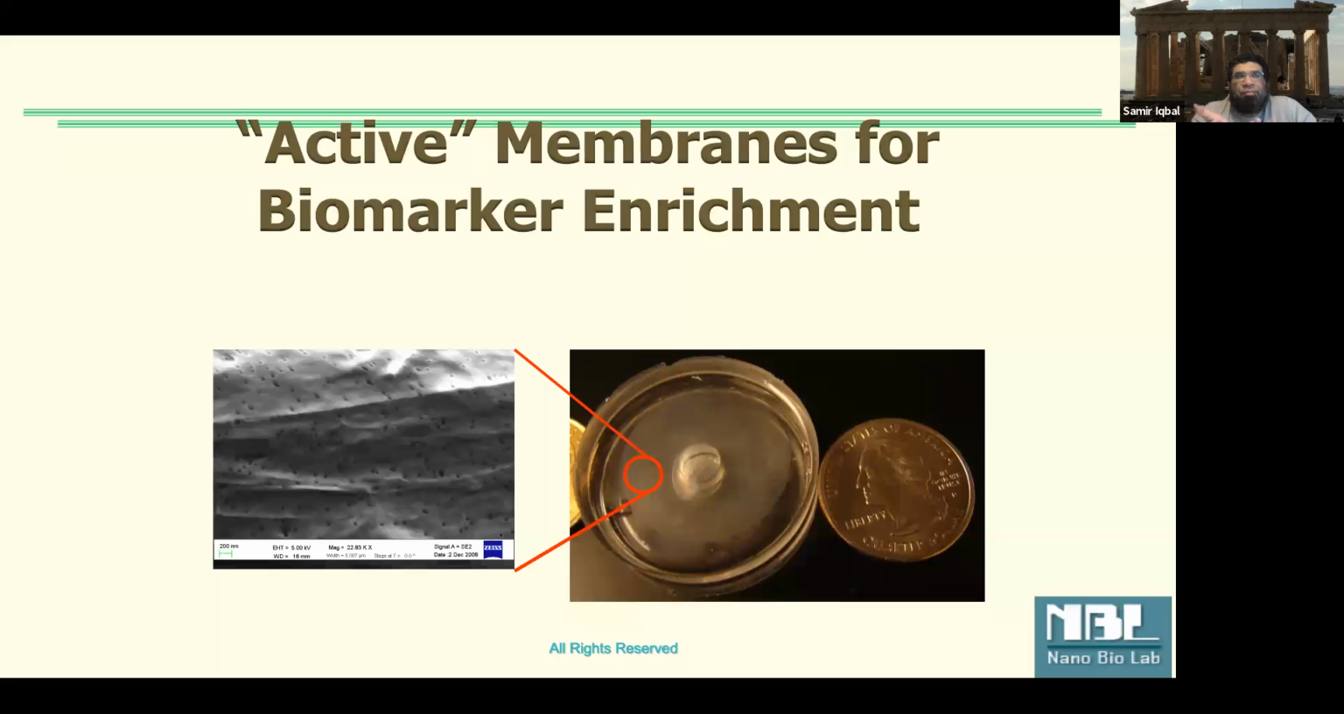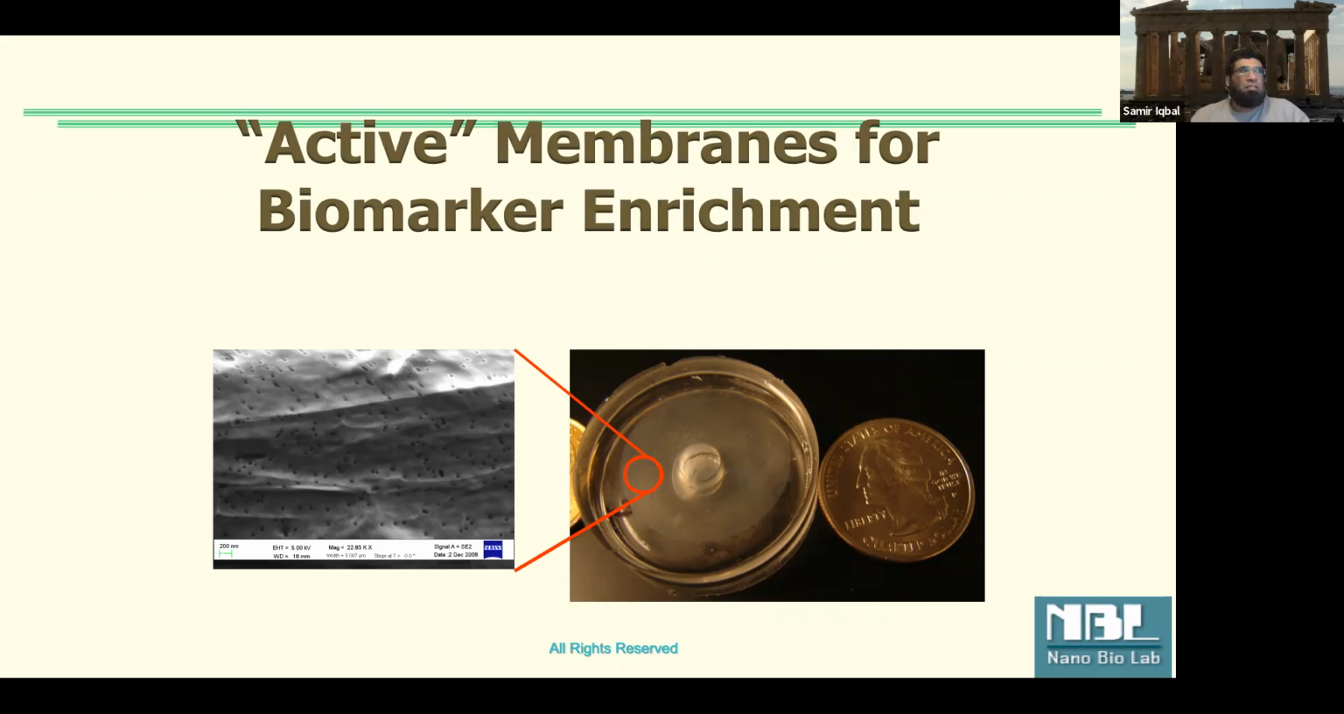What is a filter? It takes out impurities. It removes particles, right? And the particles that it removes are bigger in size than the filter pores. It's a physical filtration. Now, here's the thing: if you make nanoscale membranes, this is what's called an active membrane. These filters can filter out things based on their chemical nature instead of physical filtration.